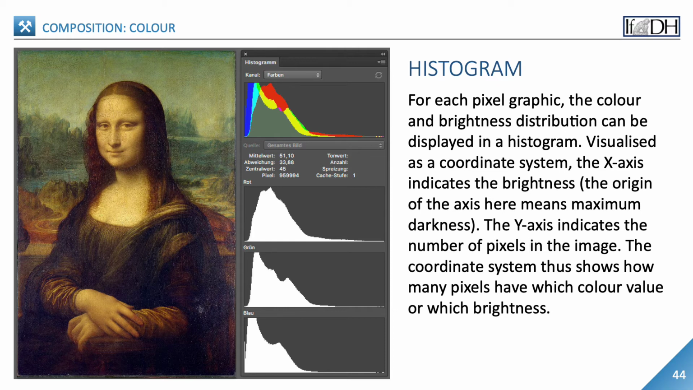For each pixel graphic, the color and brightness distribution can be displayed in a histogram. Visualized as a coordinate system, the x-axis denotes brightness, with the axis origin meaning maximum darkness. The y-axis indicates the number of pixels in the image. The coordinate system thus shows how many pixels have which color value or brightness.